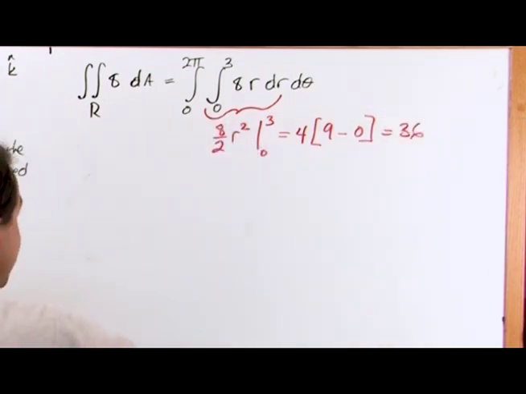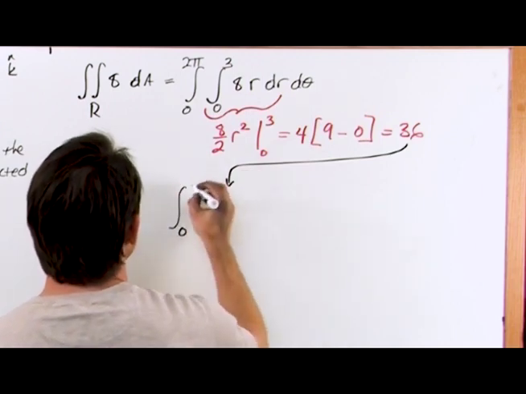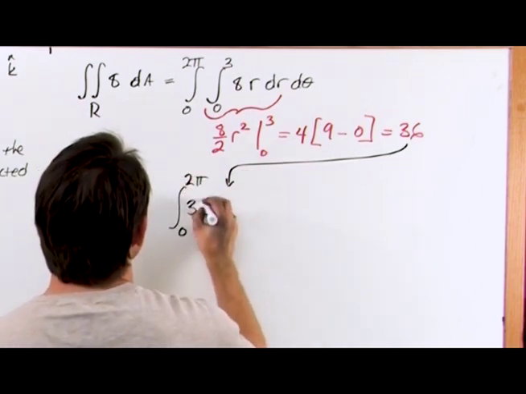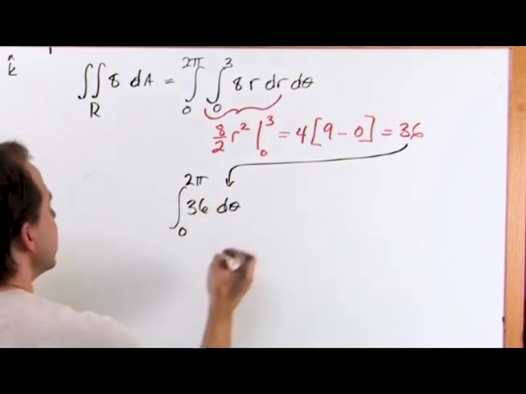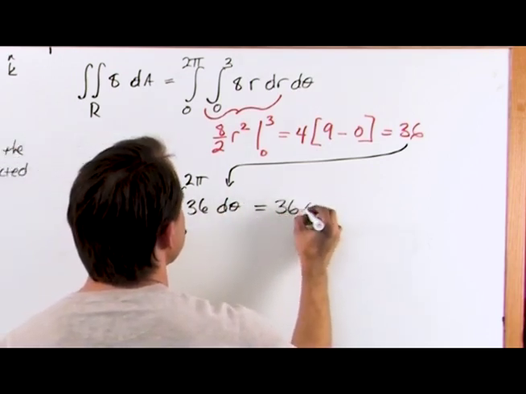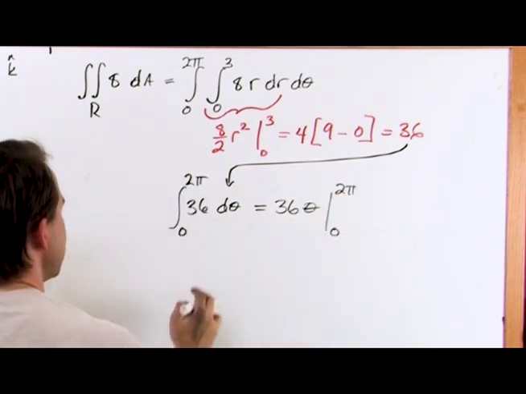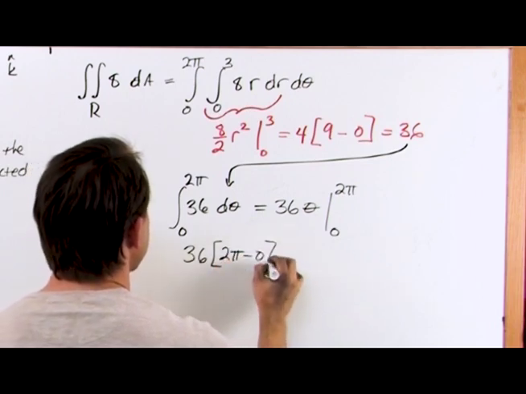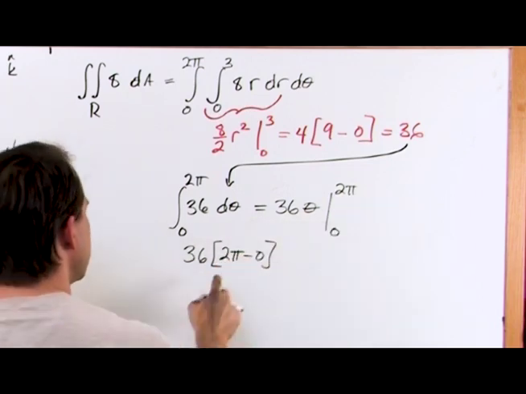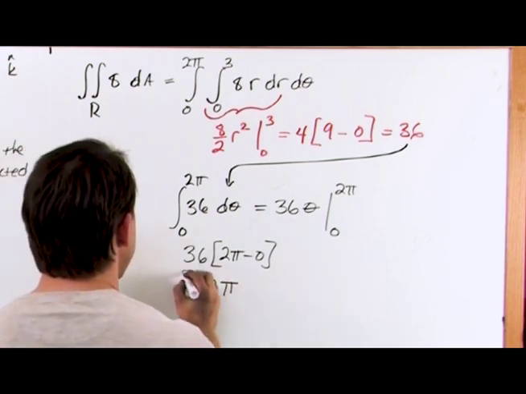And so I'm going to take that 36 and integrate it from 0 to 2 pi, 36 d theta, which again is a simple integral because it's a constant. So I'm going to have 36 theta evaluated from 0 to 2 pi. Okay? So I'm going to have 36 times (2 pi minus 0), evaluating the limits of integration. 2 times 36 is going to give me 72 pi, and that is the final answer.